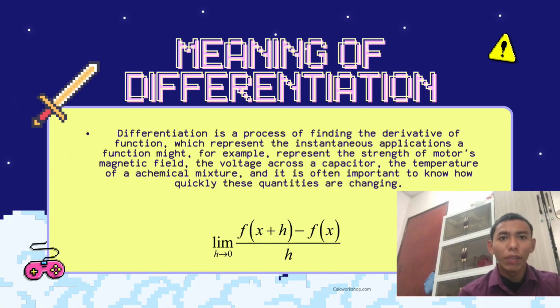For the definition of the derivative, we use the formula: limit as h goes to 0 of f(x + h) minus f(x), over h.